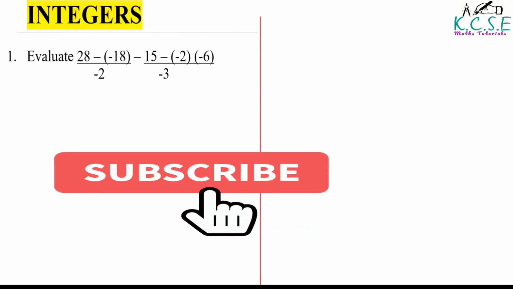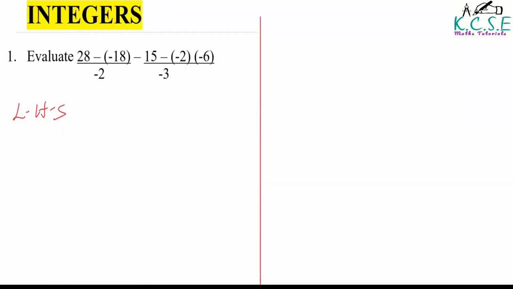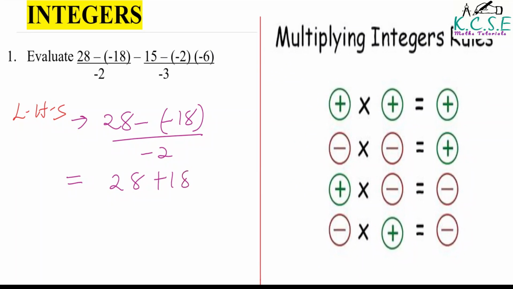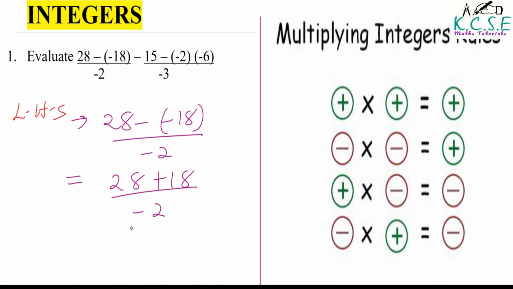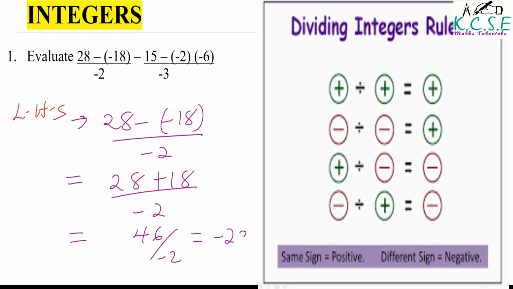Question number 1, evaluate. In evaluating the question, we are going to start with the left hand side. The left hand side is 28 minus negative 18, everything divided by negative 2. So this gives negative times negative. When you open these brackets, we get 28 plus 18, and this one divided by negative 2, which gives 46 divided by negative 2, which gives negative 23.